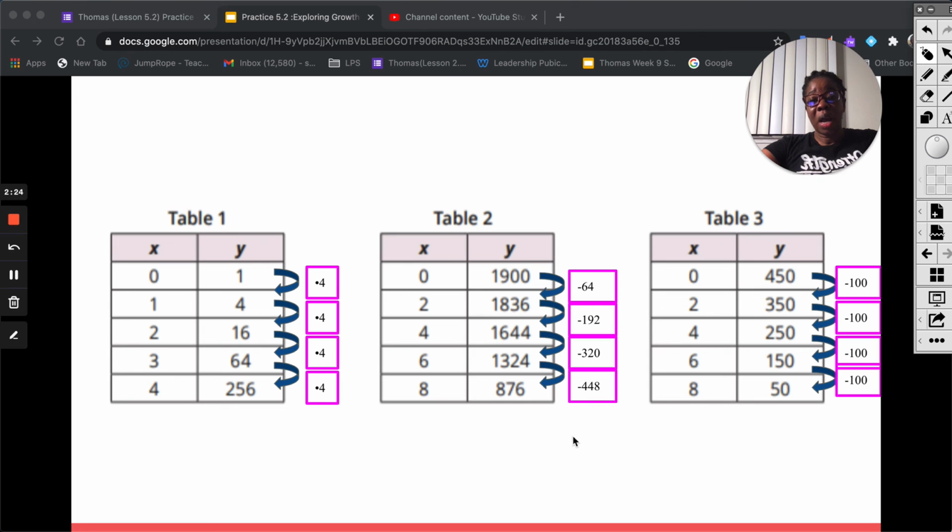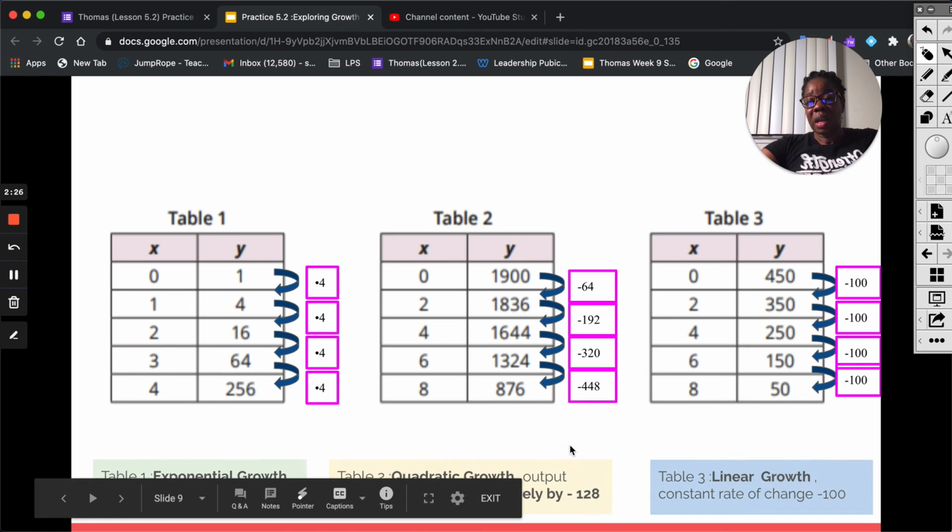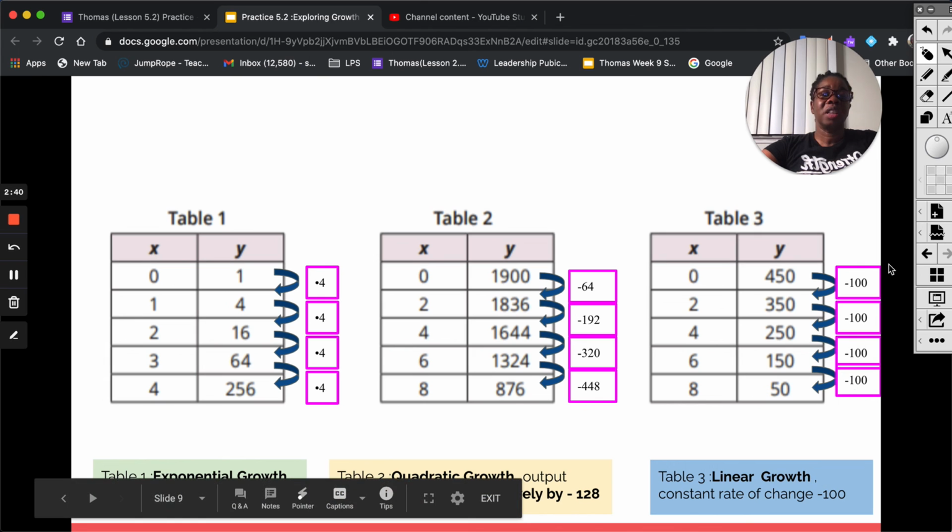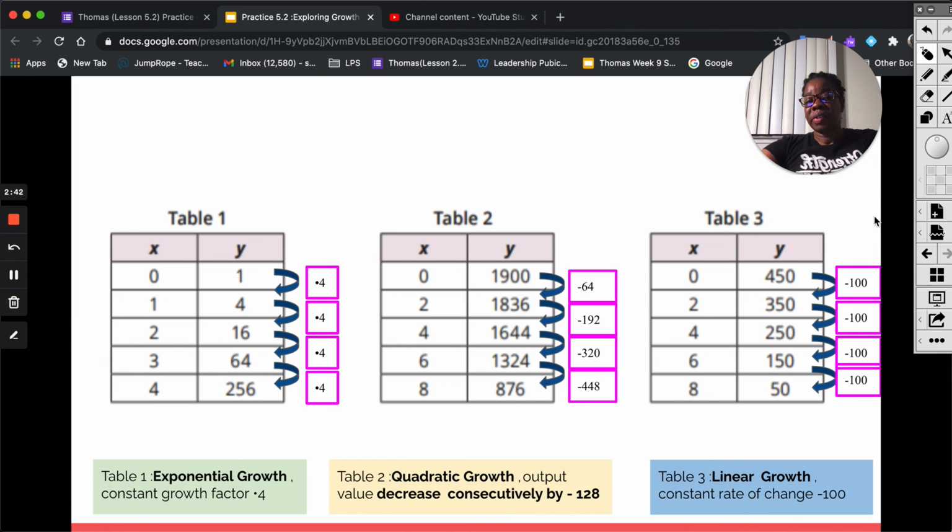So table 1 represents exponential growth. Table 2 represents quadratic growth because it's decreasing consecutively by a negative 128. And table 3 shows linear growth because there's a constant change of minus 100.